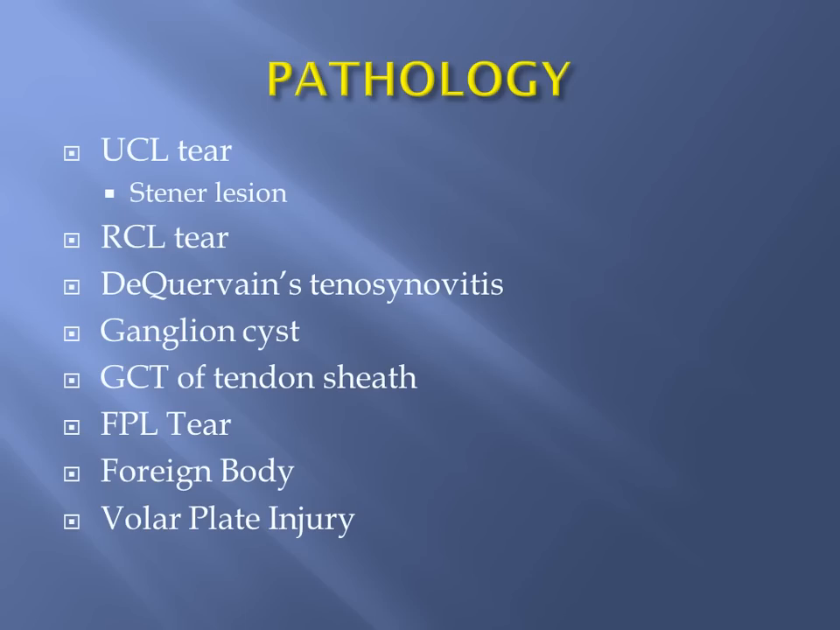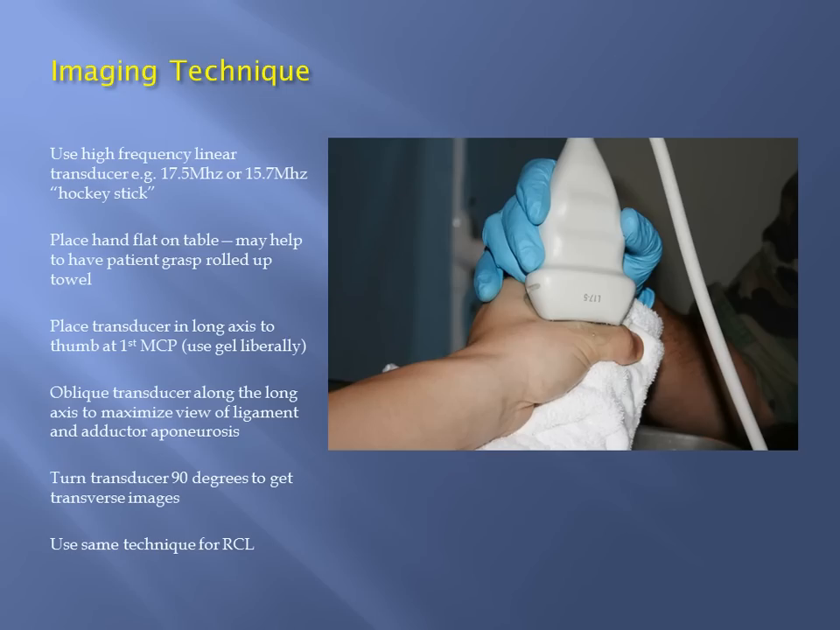Ultrasound is an excellent tool for evaluating common pathology of the thumb, to include ulnar collateral ligament tears with and without Stener lesions, radial collateral ligament tears, De Quervain's tenosynovitis, ganglion cyst, giant cell tumors of the tendon sheath, flexor pollicis longus tears, foreign bodies, and volar plate injuries.